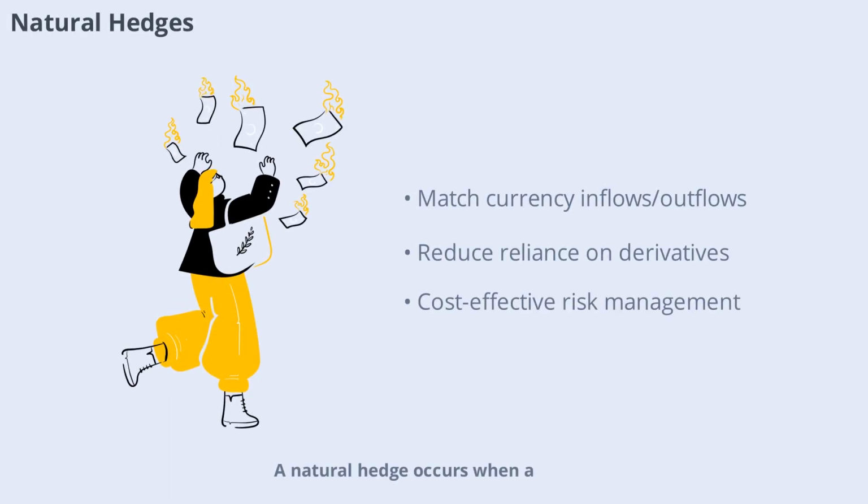A natural hedge occurs when a company's operations naturally offset currency risks. For example, if a business earns revenue and incurs expenses in the same foreign currency, exchange rate movements have less impact. Companies can also match foreign assets with foreign liabilities to reduce exposure. Leveraging natural hedges is a cost-effective way to manage Forex risk without using financial instruments.